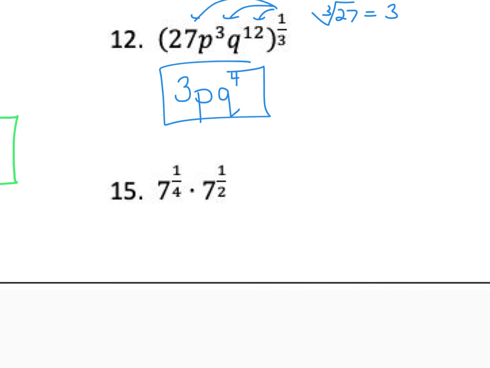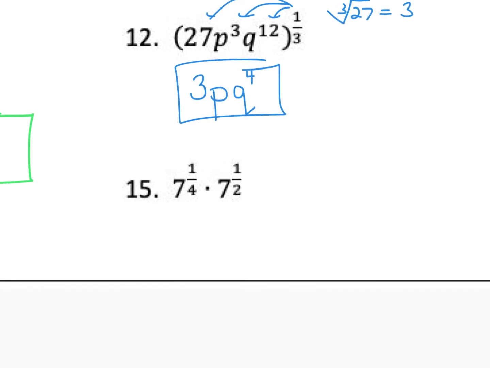7 to the 1/4 times 7 to the half. Keep your base, and we're going to add our exponents, so that's 7 to the 3/4. Amazing.